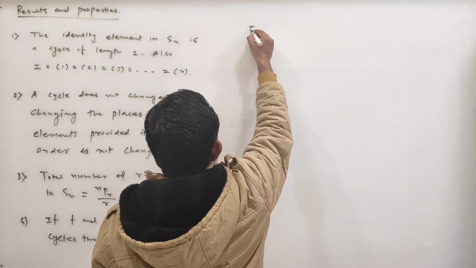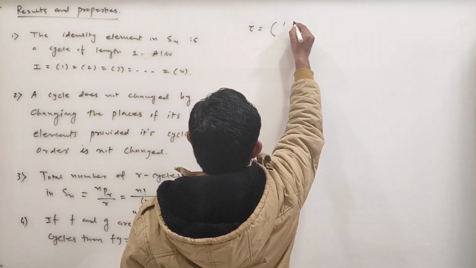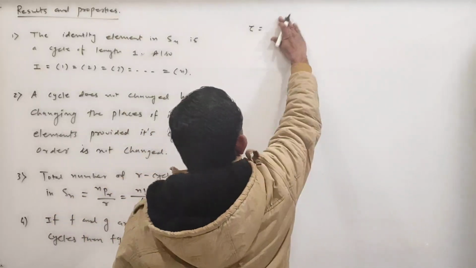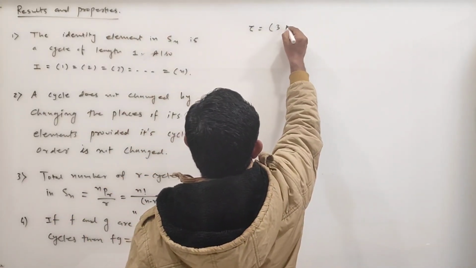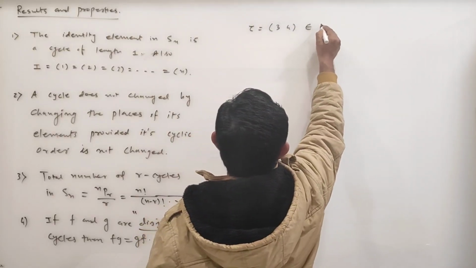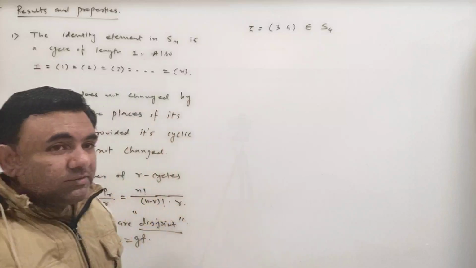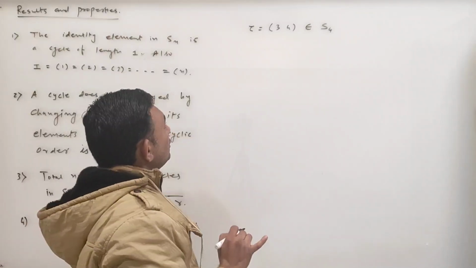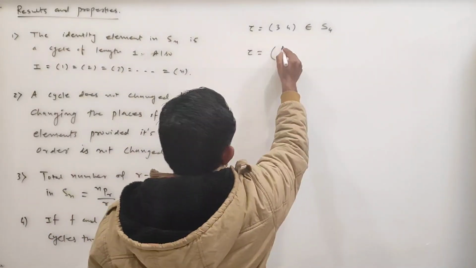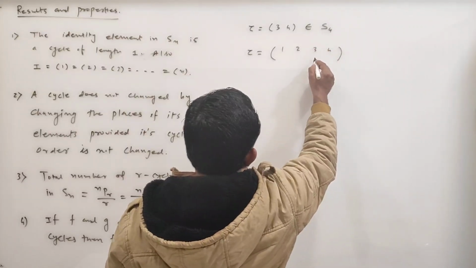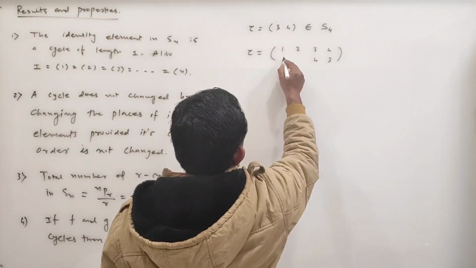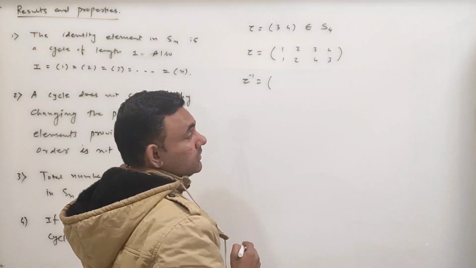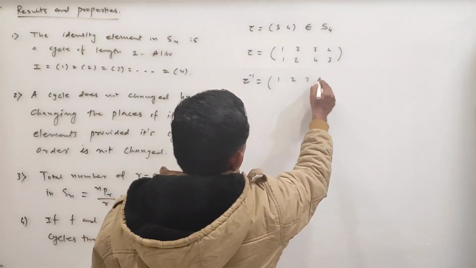You consider tau is equal to... Transposition means what? It is a cycle of length 2. So you consider tau is equal to (3 4), belongs to S4. So this is a transposition, right? So I want to find the inverse. तो क्या होगा? So this tau is what? If you actually write 1, 2, 3, 4, then 3 goes to 4 and 4 goes to 3, and 1, 2 are missing, so 1 goes to 1 and 2 goes to 2 this way. And we know that what is tau inverse? So tau inverse is, you just write 1, 2, 3, 4.